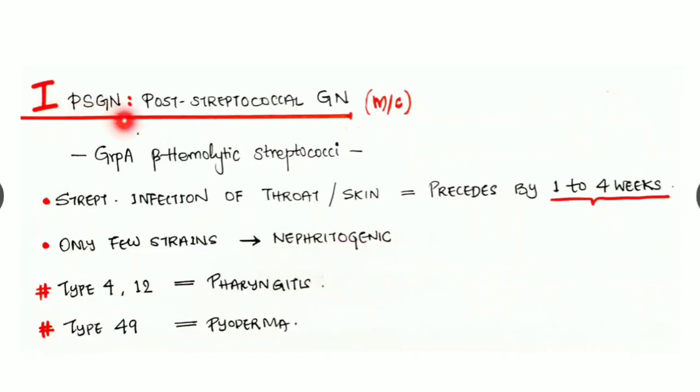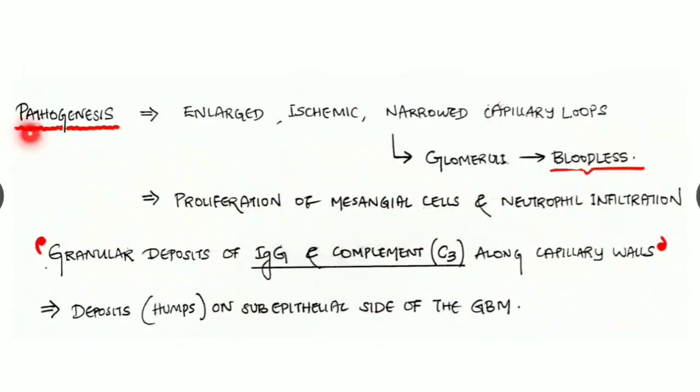First and foremost, the most common type is post-streptococcal glomerulonephritis. The agent is group A beta hemolytic streptococci. It is seen after a streptococcal infection of the throat or the skin, and this precedes by 1 to 4 weeks. Only a few strains are nephrogenic. Type 4 and 12 cause pharyngitis. Type 49 causes pyoderma.